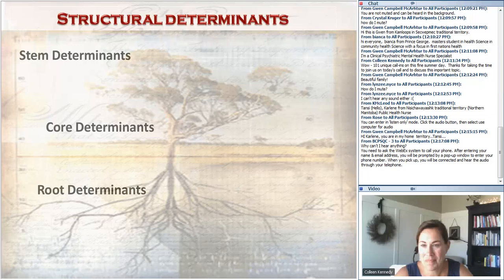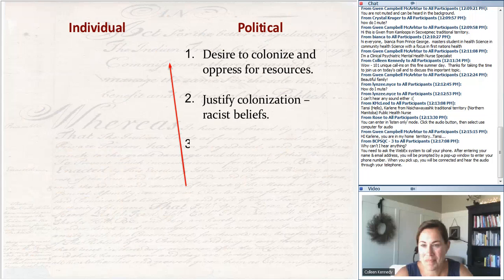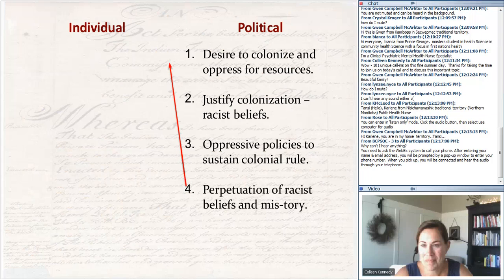So it makes it very difficult to pinpoint an area where change has to occur, or where change is going to make the most profound impact. I would argue that it has to be at the root level. So on the next slide, I've for a long time been thinking about how structural racism has shaped individual racism, particularly in Canada.